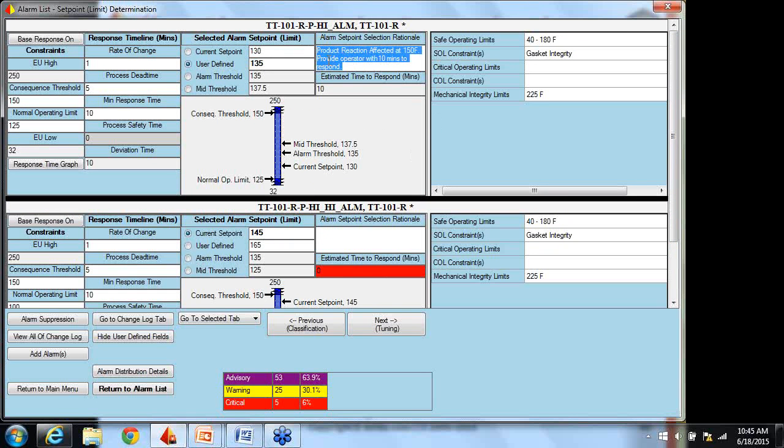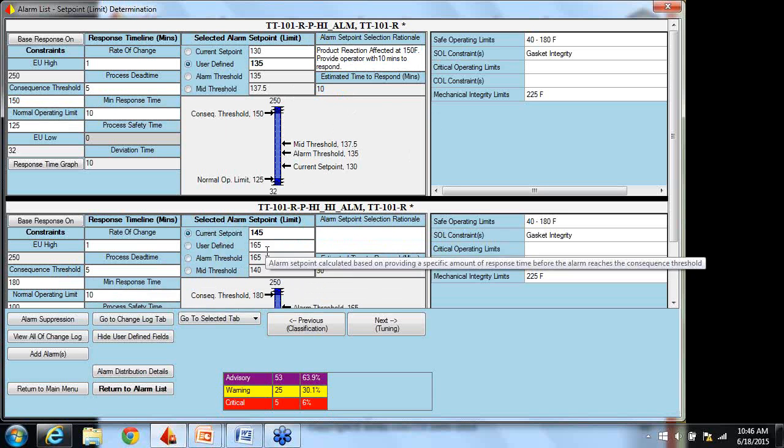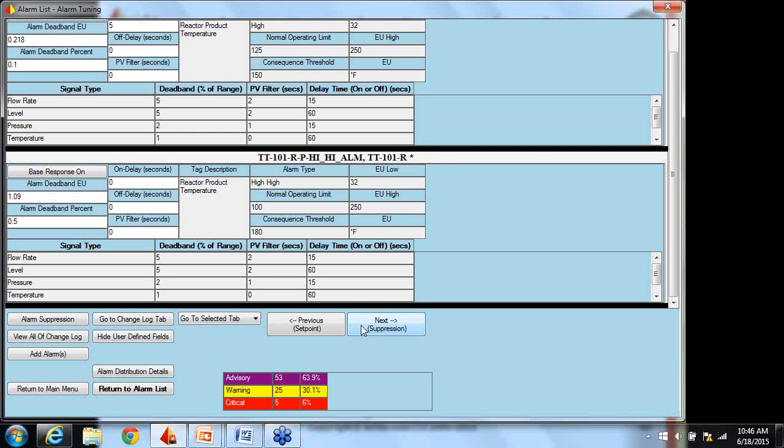We'll document the rationale why. That gives the operator 10 minutes to respond. We know the consequence threshold is 150 because that's when the product degrades. For the high alarm, we know that the consequence threshold is actually 180 because that's when the seal starts to degrade. So in this case, we're going to set the alarm limit at 165 to make sure that they have enough time to respond before that.